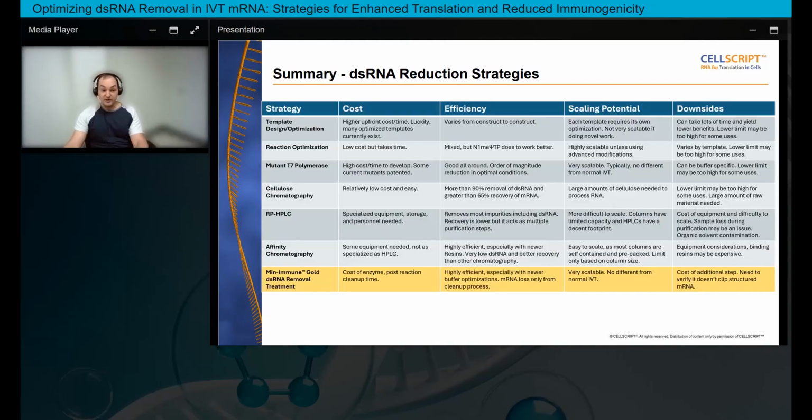The scaling potential varies a lot, so people usually just tend to choose stuff that's easy, right? Which is cellulose chromatography, because it's easy and cheap. But once again, if the standards for double-stranded RNA continue to be lower or higher, and you need lower double-stranded RNA, cellulose chromatography may not cut it for the future, really depending on how much more complicated mRNA therapies become and how much more rigorous the actual product is for those things.